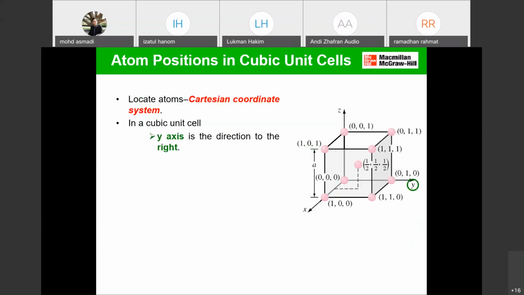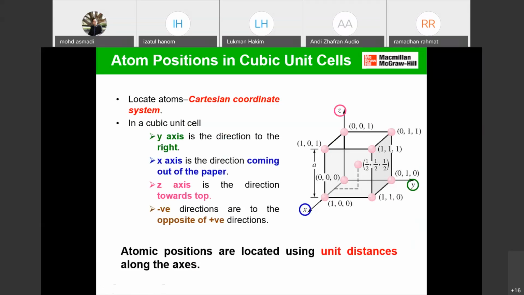Now, please remember this one. The y-axis is the direction to the right. The x-axis is coming out of the paper, while the z-axis is towards the top. So you have to remember these axes.